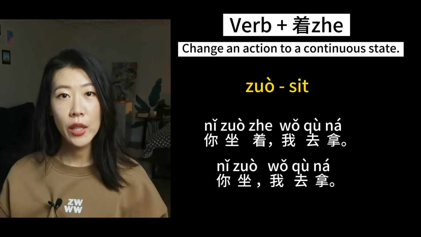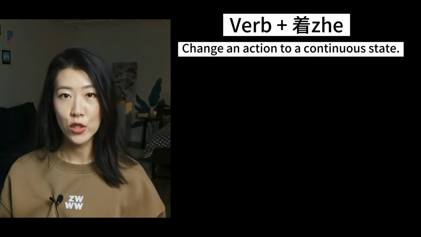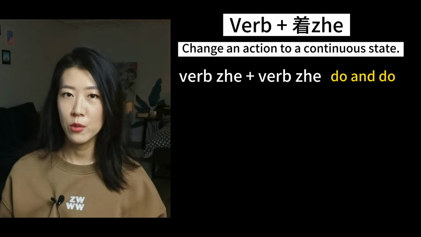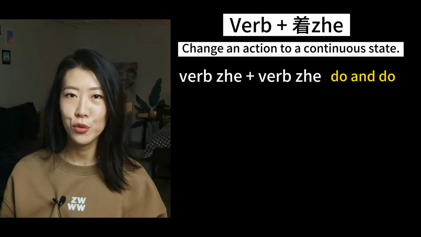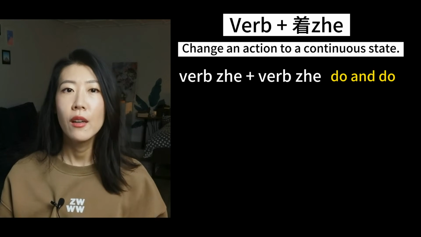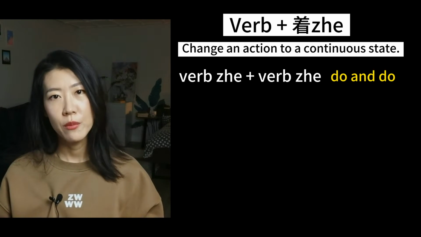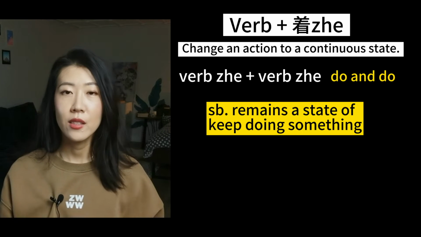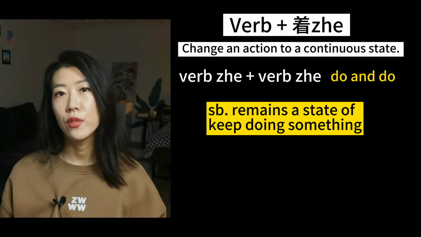Now let's take a look at the other popular structure. Verb 着, verb 着 means do and do. So we're gonna repeat verb 着, verb 着, verb 着, to express somebody remains a state of doing something.